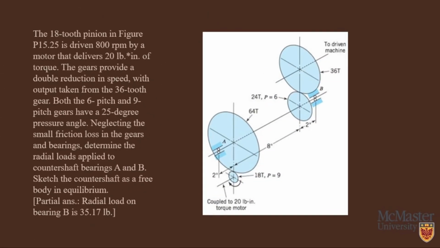So here is a question. The 18-tooth pinion in figure 15.25 is driven at 800 RPM by a motor that delivers 20 pound-inches of torque. The gears provide a double reduction in speed, with output taken from the 36-tooth gear. Both the 6-pitch and 9-pitch gears have a 25-degree pressure angle. Neglecting the small friction loss in the gears and bearings, determine the radial loads applied to countershaft bearings A and B. Sketch the countershaft as a free body in equilibrium.